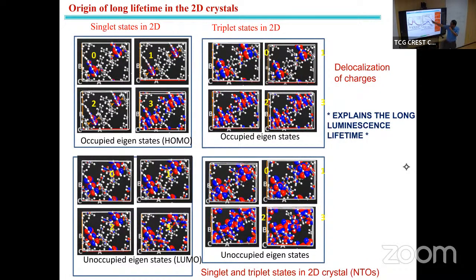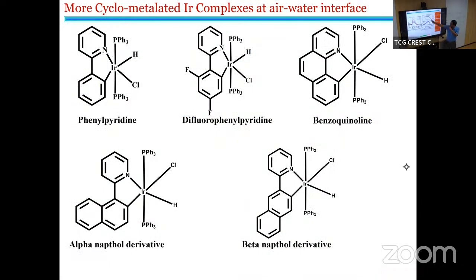So we are getting a longer decay time of the order of microseconds. We can also explain that from these calculations. You can see that the unoccupied states are more delocalized, for both singlet as well as triplet. So this allows the charge carriers to stay longer in the excited state, right? That gives you the reason why we are getting such a long luminescence lifetime in the case of two-dimensional crystals.